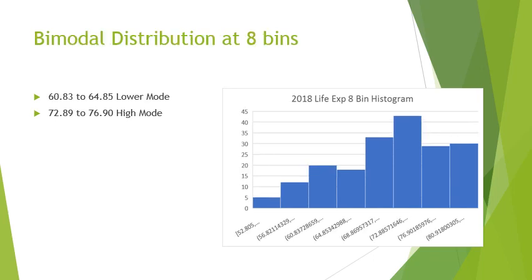When we add another bin, we get 8 bins, and this suggests, looking at this, that there are 2 types of countries. The low ones have their own mode and pattern and classification, and the 4 highest bins all belong to a similar classification. There are 2 modes. One is going from 60 to 65, and the other goes from 73 to 77.